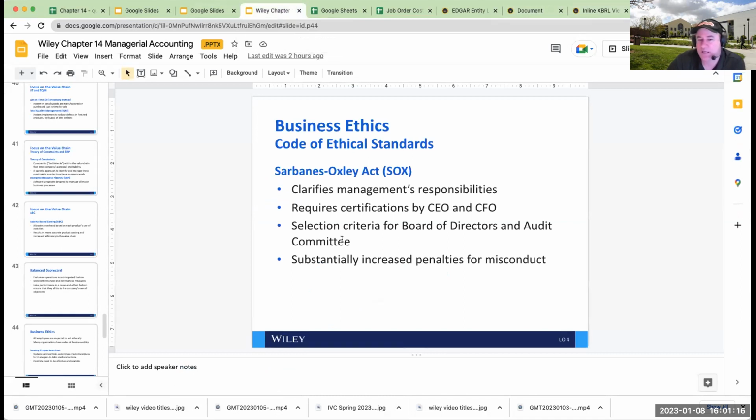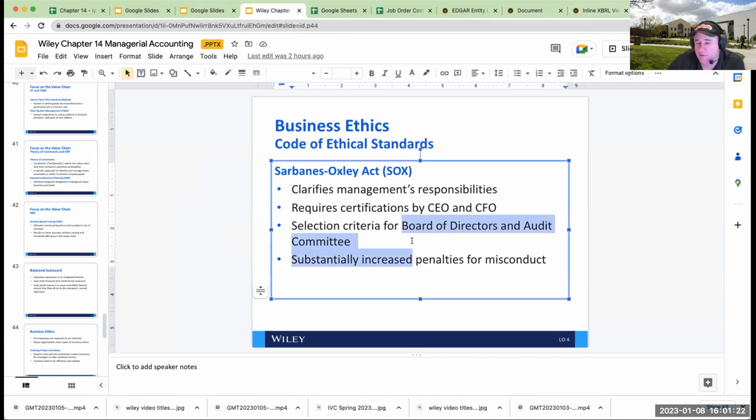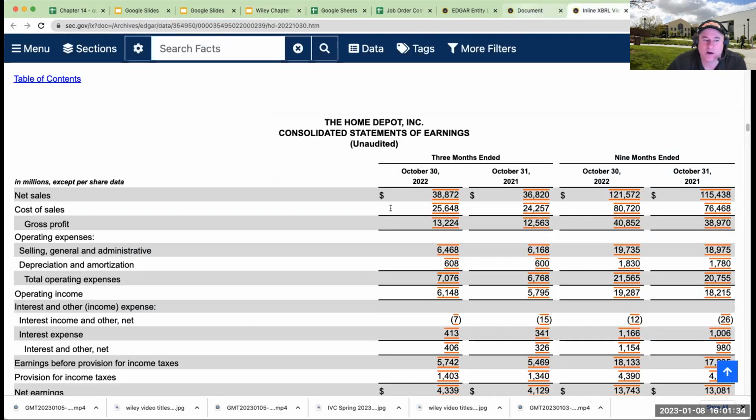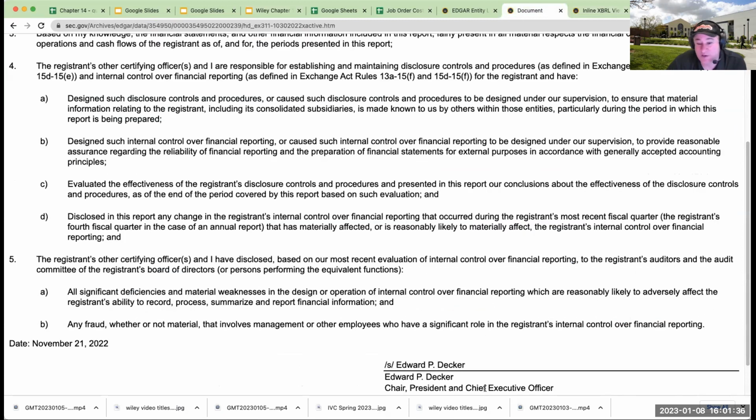So when we see the certifications and then the criteria for the board of directors and audit committee, you have to have a majority of independent directors, meaning directors that are not the CEO. So this guy, Edward Decker, who signed off on this, he's the president and CEO. He is not an independent director because he has a role within the corporation.